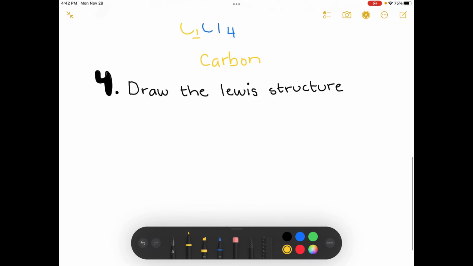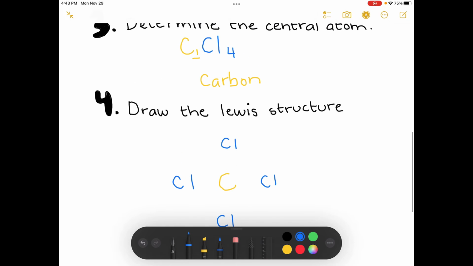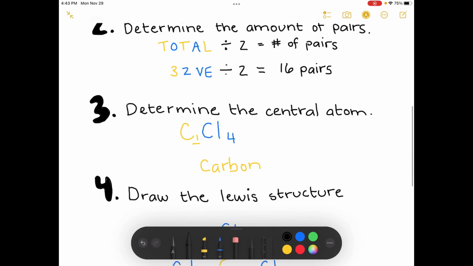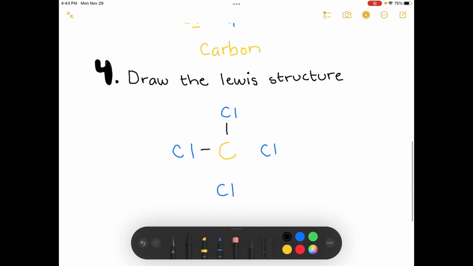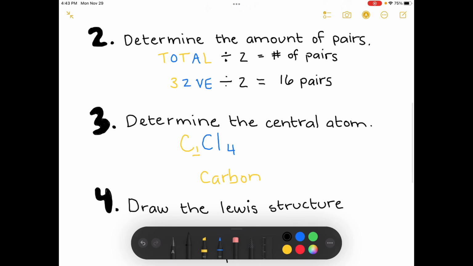Next, we can draw the Lewis structure, and as mentioned above, carbon is the central atom with 4 chlorines surrounding it. To connect these, we need to use bonds. A bond is considered a pair, so we will need 4 bonds to connect carbon and chlorine. Now we can scratch out that we used 4 pairs, so we have 12 pairs left.